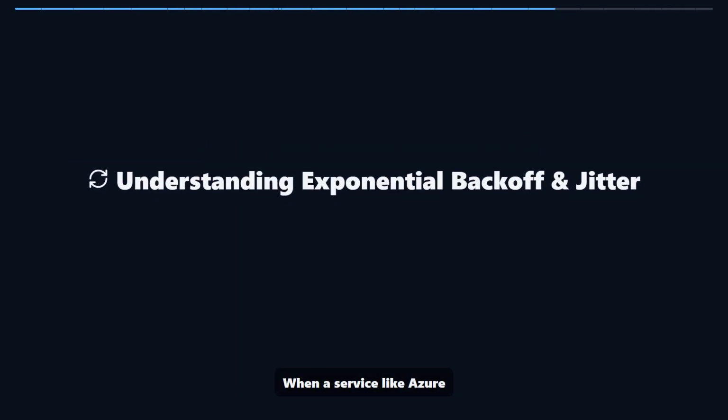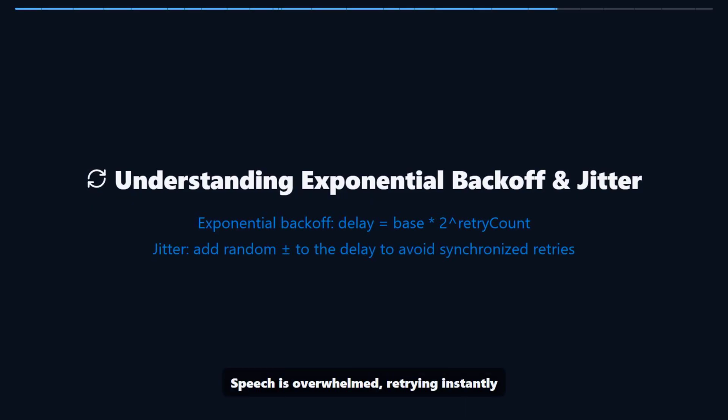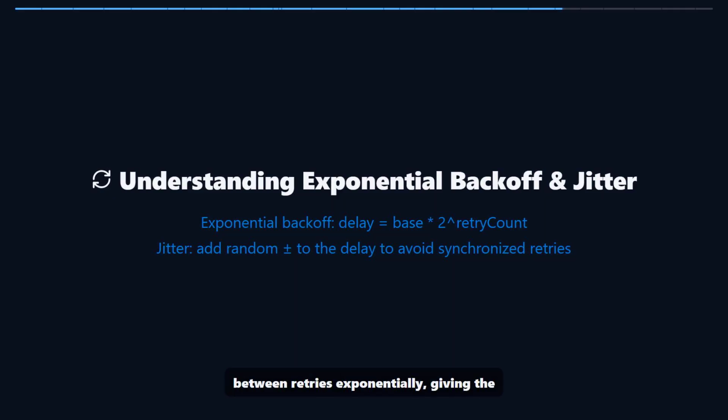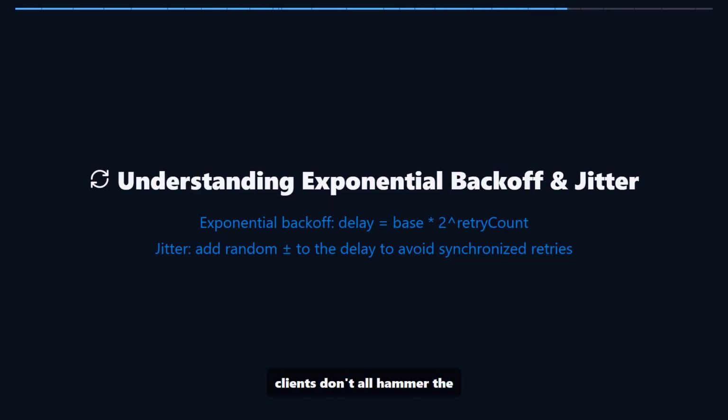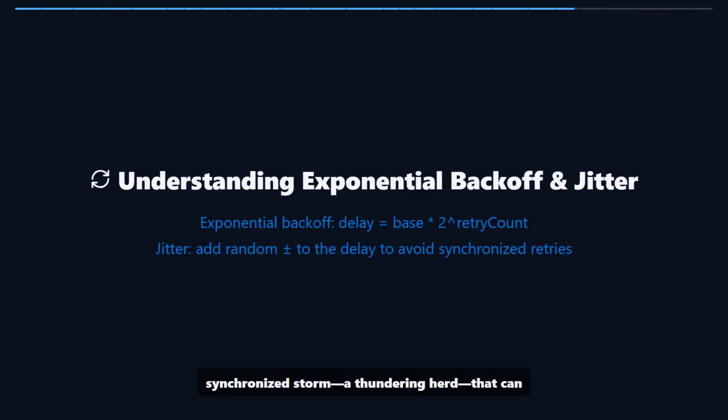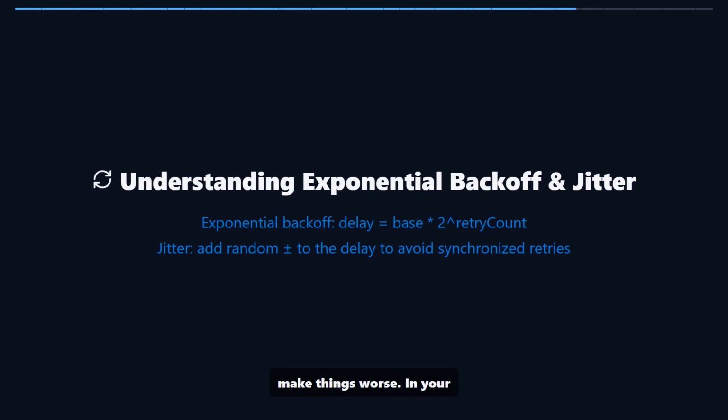When a service like Azure Speech is overwhelmed, retrying instantly can cause a cascade failure. Exponential backoff increases wait times between retries exponentially, giving the service time to recover. Jitter adds randomness so that many clients don't all hammer the service at the same moment. Without jitter, you get a synchronized storm, a thundering herd that can make things worse. In your reconnection loop, you'll need both to keep your app resilient.